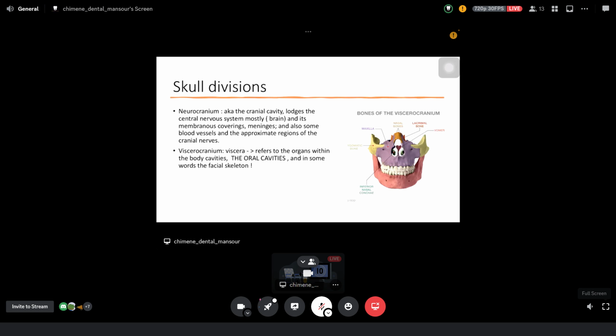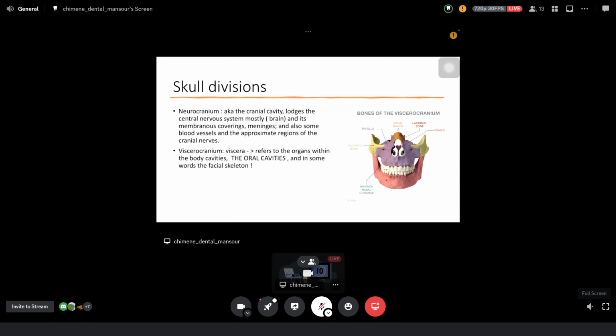Also, you have the zygomatic bones and the lacrimal bones. Here in this picture, you have the inferior nasal concha. For the facial bones, what you cannot see in this cranium is the palatine bone, which is the paired one. And those that are not paired are the vomer bone and the mandible.